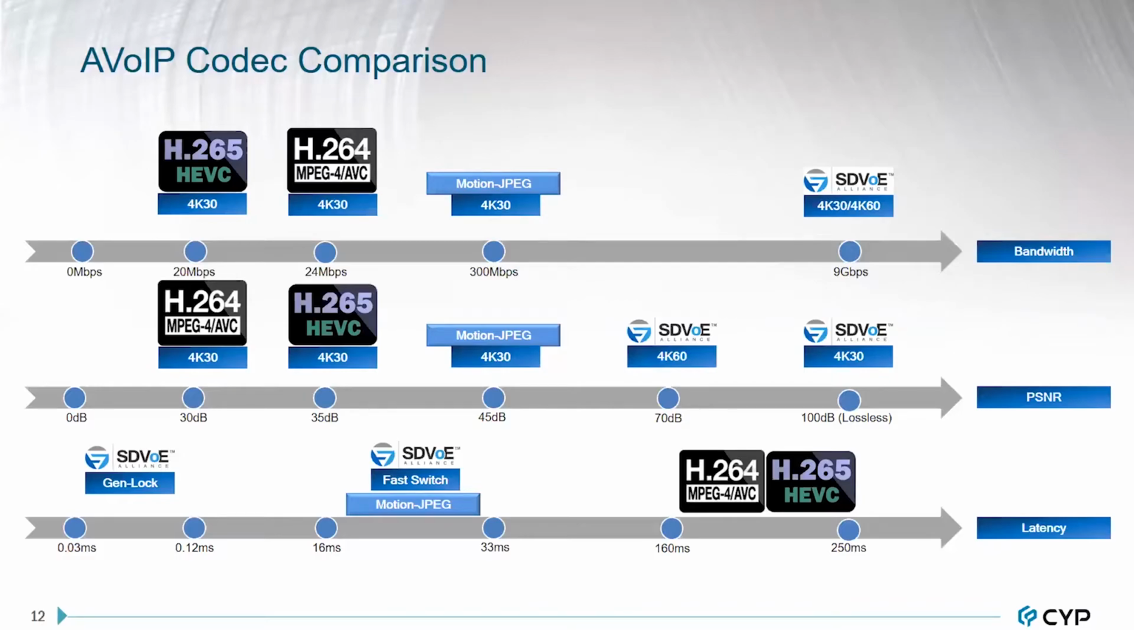Finally, I will introduce the difference between CYP AVoIP codecs. When we talk about IP, the first thing is bandwidth. At present, the CDM codec is the maximum bandwidth used by Cypress. This product requires a bandwidth of 9G to transmit 4K30 resolution. The codec in the sports bar application case only requires a bandwidth of 300 Mbps to transmit the same resolution.